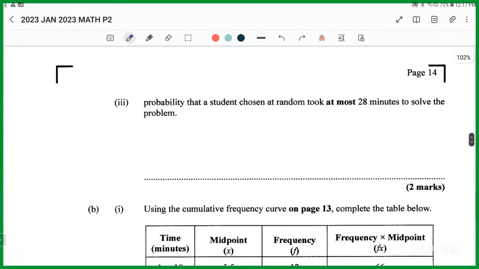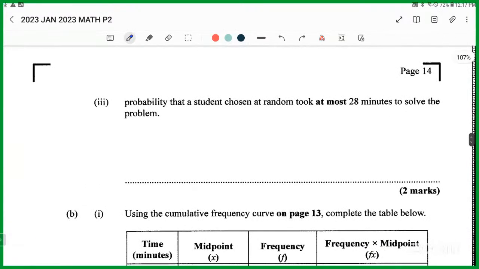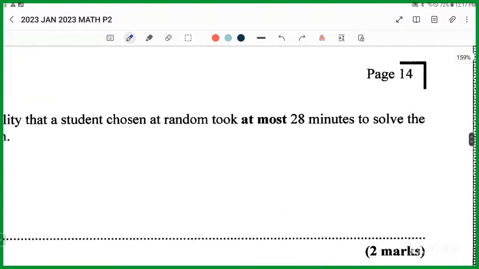The probability that a student chosen at random took at most 28 minutes. The 28 minutes is the most. This means less than or equal to 28. It can't pass 28 minutes.